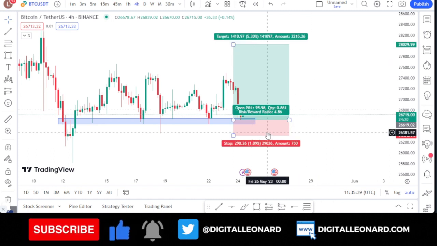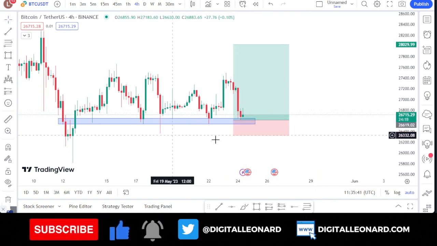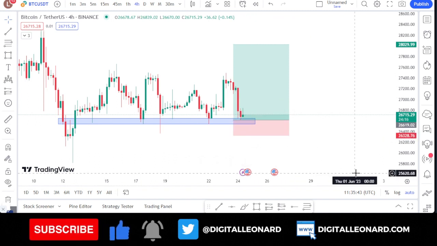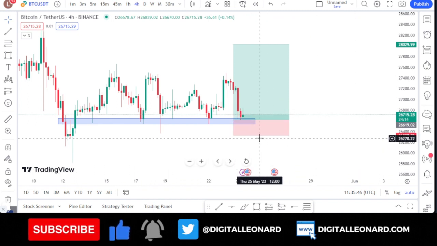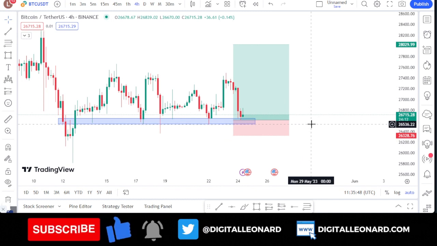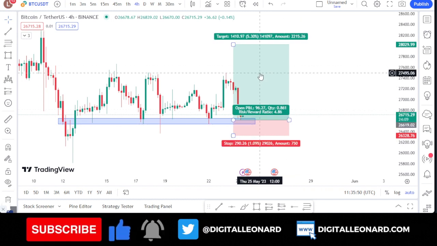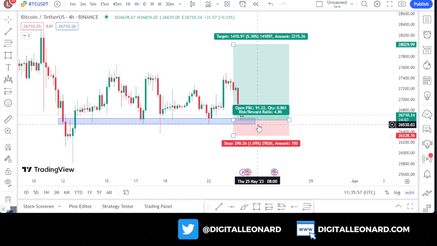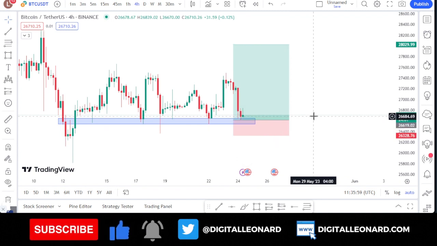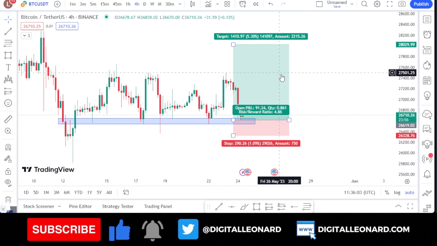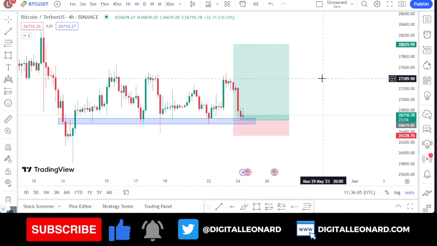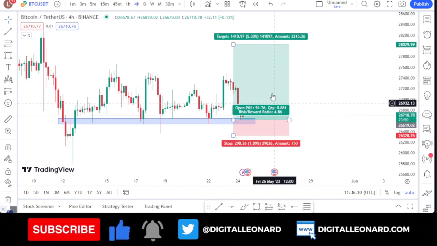But what if it goes against me? If it goes against me right here, I'm ready to lose around 1%. So if I'm risking $1,000 in this trade, it means that if I'm ready to lose 1%, I'm losing around whatever 1% of $1,000 is. And if I'm making 5%, whatever 5% of $1,000 is, that is what I am actually making in this trade. So it's as simple as that.